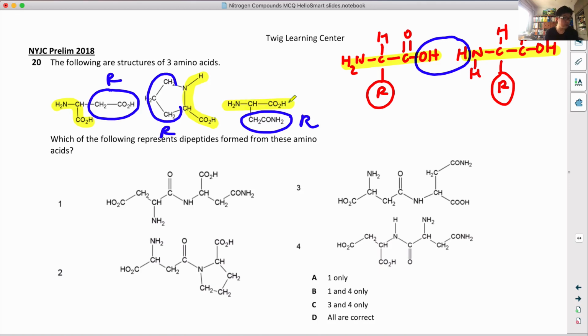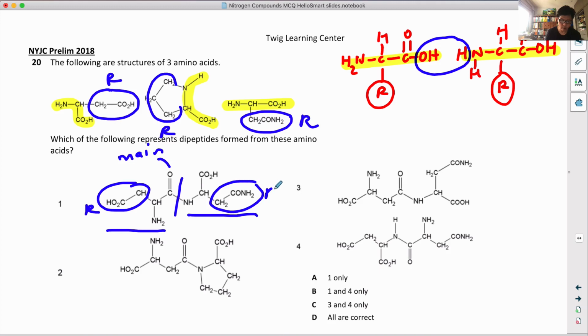Which of the following represents the dipeptide formed from these amino acids? Let's take a look very quickly. I'm just going to draw a line here because these are the two amino acids. If you studied this properly, you'll notice that this is fine. The COOH came from the main chain because this is the R group. The R group is over here for the other molecule. The original was NH2 from the main chain. So this is definitely correct.